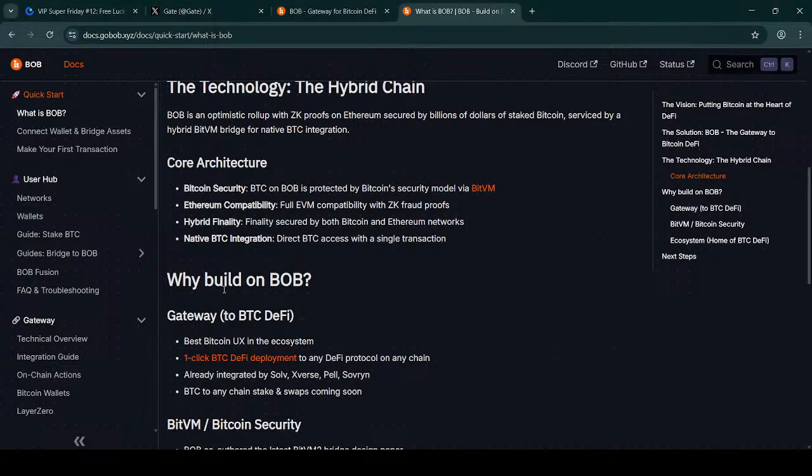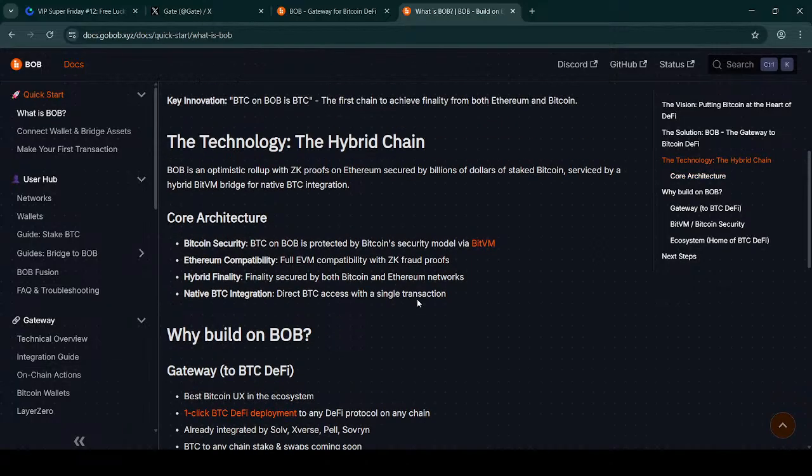Native BTC integration: direct BTC access with signal transmission, guys.